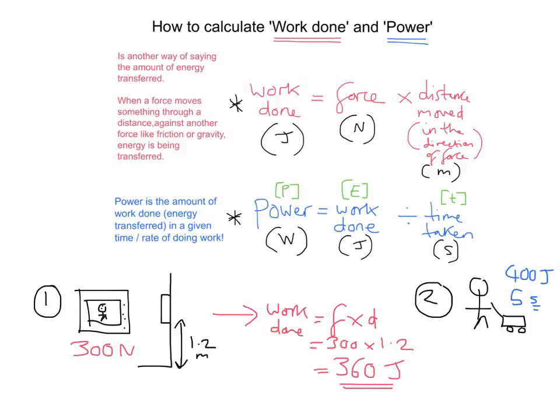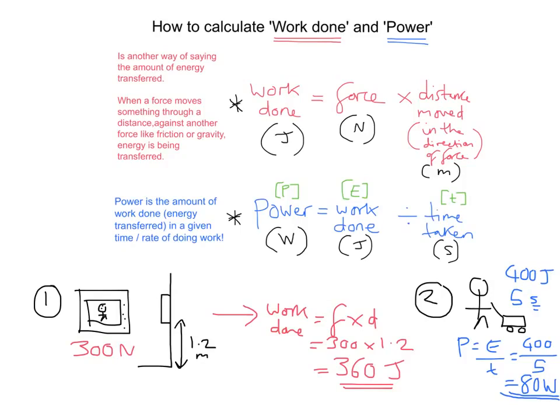Power, quite simply, is work done over time taken. We'll actually use the symbols for this one, so P equals E over little t, which would be 400 divided by 5. So when we do 400 divided by 5, what we get is a value of 80, and that's 80 watts. Remember, we need to include the units. It's essential that we remember to include the units in each case.